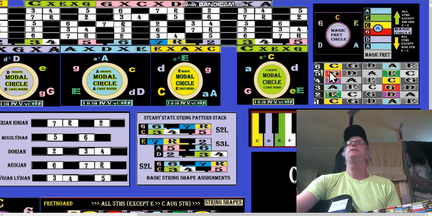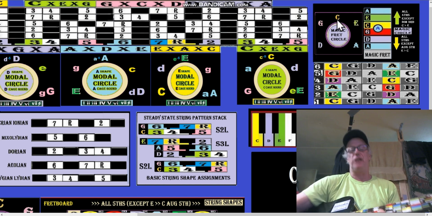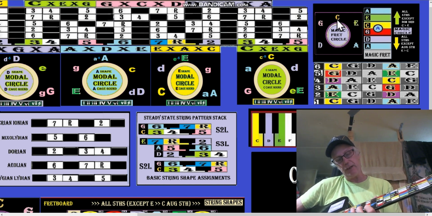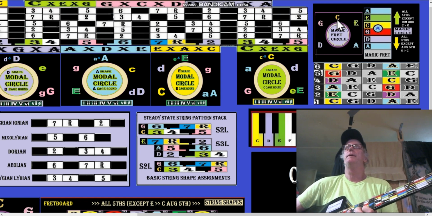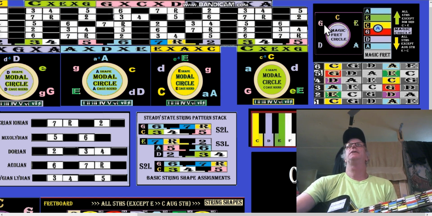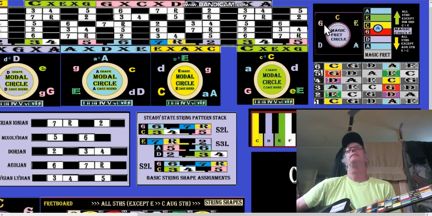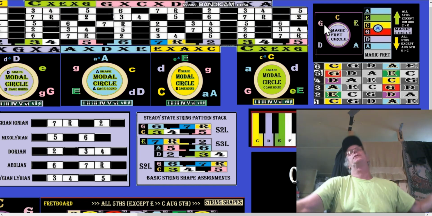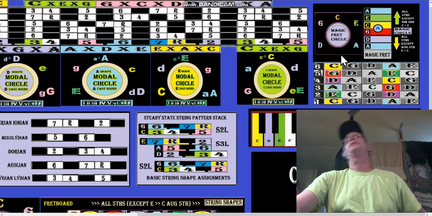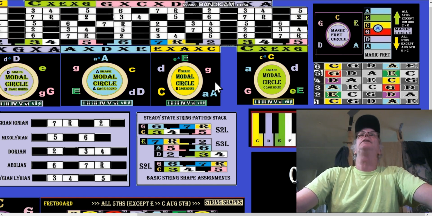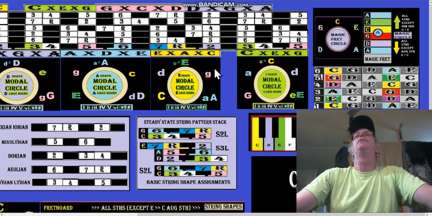Now from the E shape, we're going to take it to the C shape again. Now that C shape is warped up one. And then C to G on the top again. So you can go backwards on the magic fret circle too. But I usually reserve the magic circle for other things that are going on.